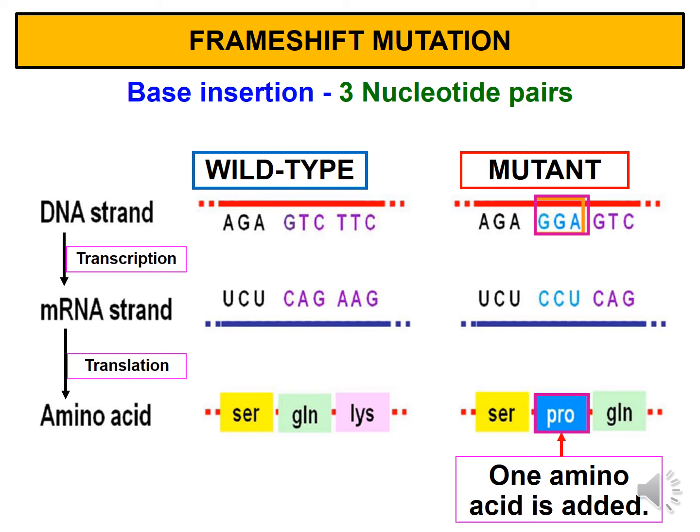What happens if the base insertion inserts 3 nucleotide pairs? So this is the wild type, same thing as before, but if we insert 3 nucleotide pairs, the DNA sequence will be transcribed into a new codon, CCU, but the next DNA sequence is still transcribed into the same codon as the wild type. So the GGA is transcribed into CCU, which is a codon for proline, while the CAG, a codon for glycine, remains the same as the wild type.